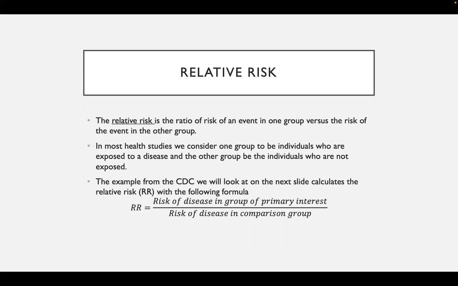So now that we've kind of briefly introduced this, let's talk about the example we're going to use. So the example from the CDC we'll look at on the next slides calculates the relative risk with the following formula. So in the numerator, we have the risk of disease in the group of primary interest divided by the risk of disease in the comparison group.